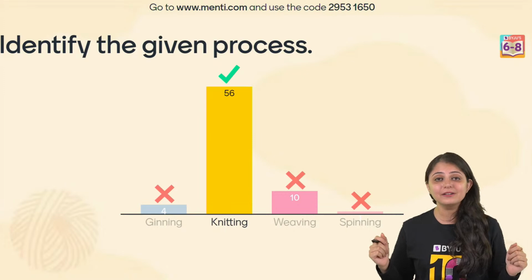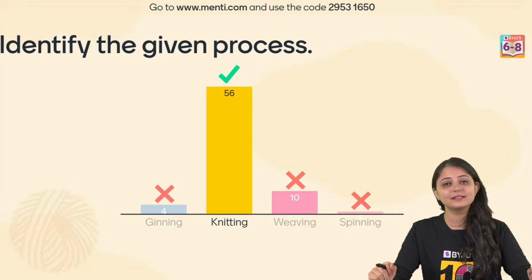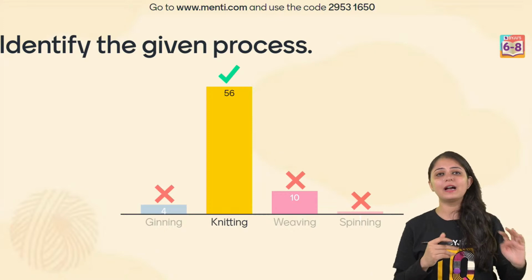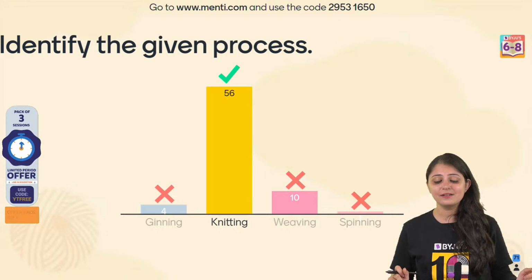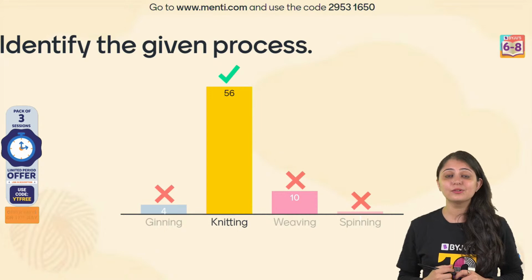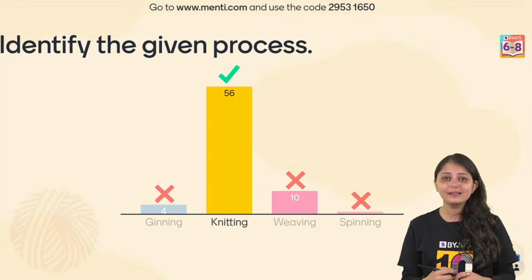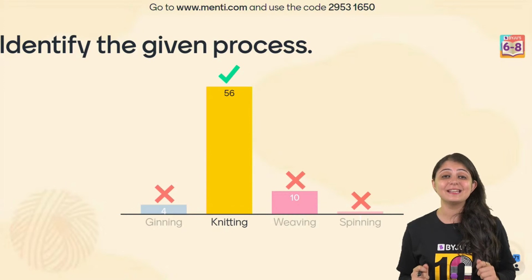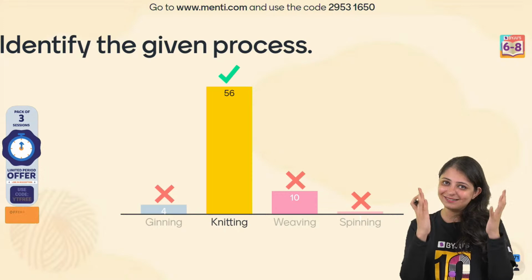Correct. Yes, Anita, students from any class can answer. Definitely. See, fiber to fabric is in grade 6, 7, 8, in all the classes. Yes, you can definitely participate. For the ones who've just joined us, quickly go to menti.com. Over there, they'll be asking you for a code. 29531650. Quickly enter this code, fill in all your details, make sure to fill the correct name and correct phone number, because they are like your identity mark. That is very important to fill correctly.